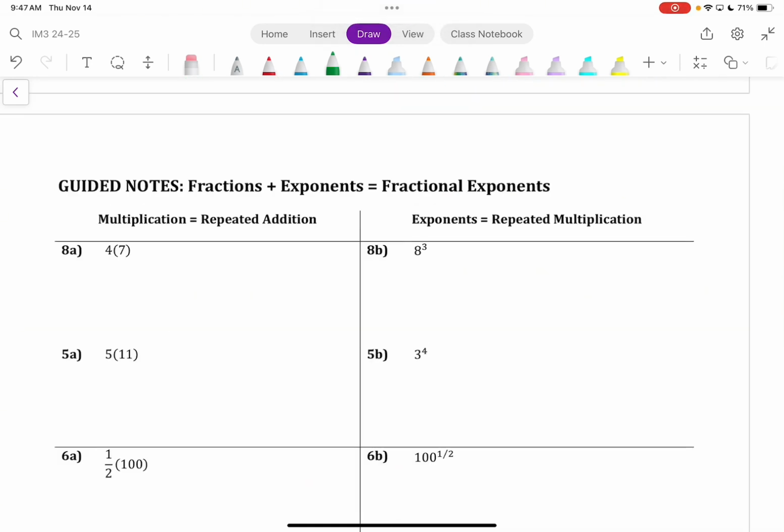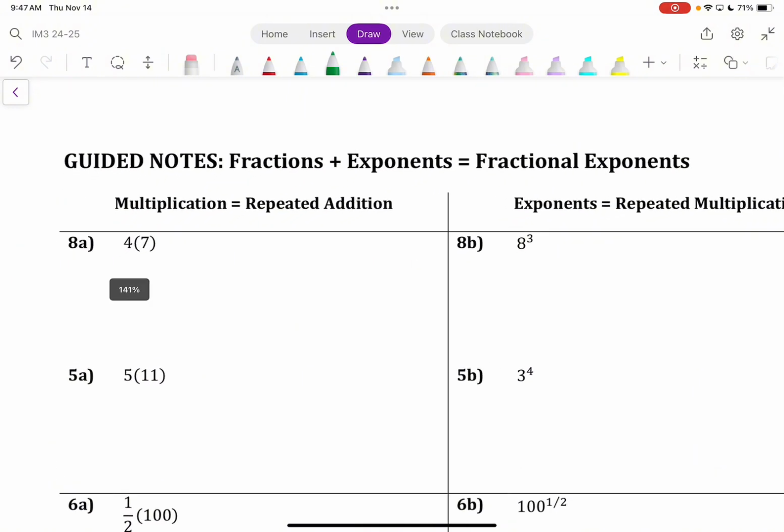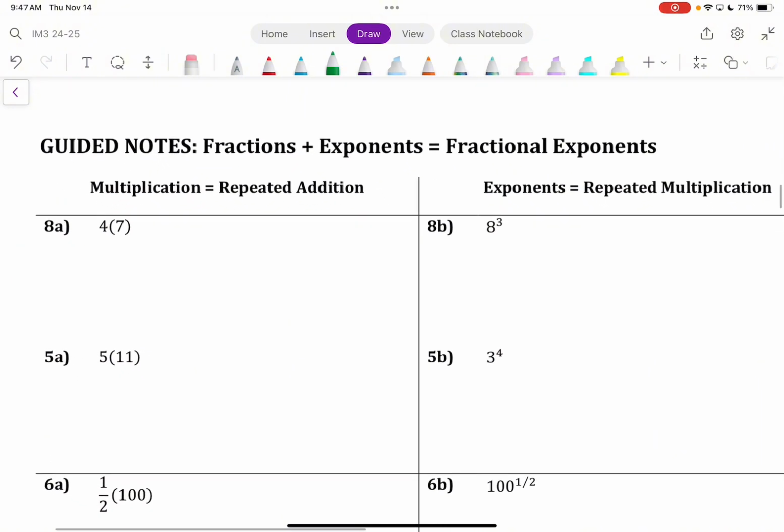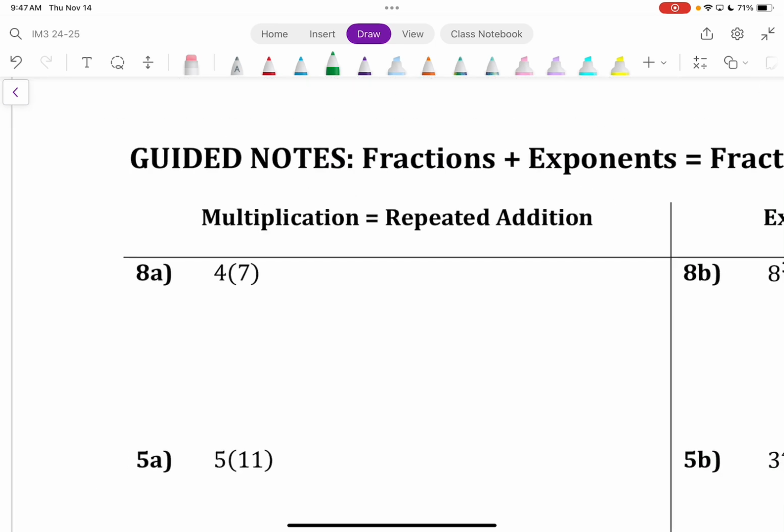Okay, so now we're looking at fractions and exponents, or fractional exponents. We're going to do a structure where I show you one, we do one together, and then you do one on your own. So let's begin by looking at question 8a. 4 times 7 is going to require us to write 4 groups of 7. Multiplication is just repeated addition. So I have 4 groups of 7. Pretty straightforward. That's equal to 28.